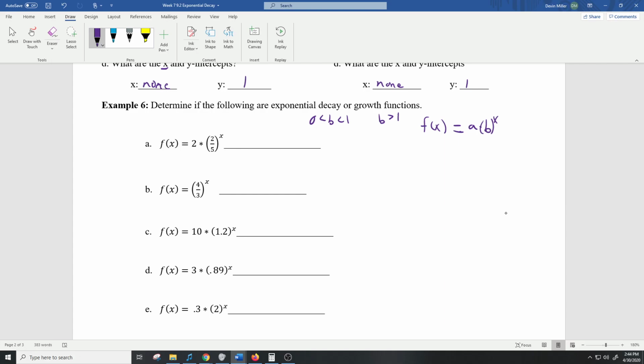So A, f of x equals 2 times (2/5) to the x. So 2/5 is definitely a decimal. What is the decimal? It's 0.4. Is that between 0 and 1? Sure is. It's decay. B, f of x equals (4/3) to the x. That's also a fraction. But what kind of fraction is it? That is 1.3 repeating. You can just do 4 divided by 3. So 1.3 repeating, that's a number bigger than 1, so that's growth.